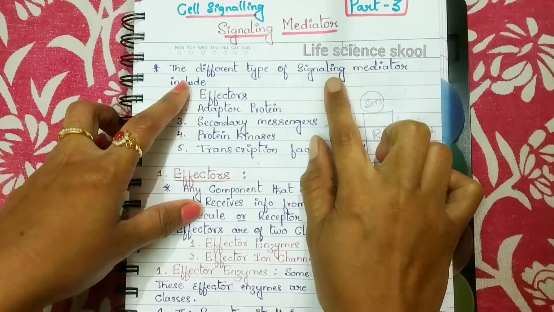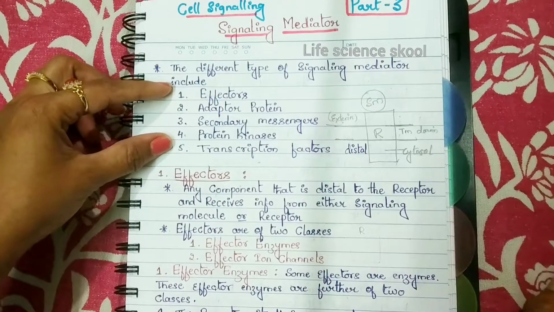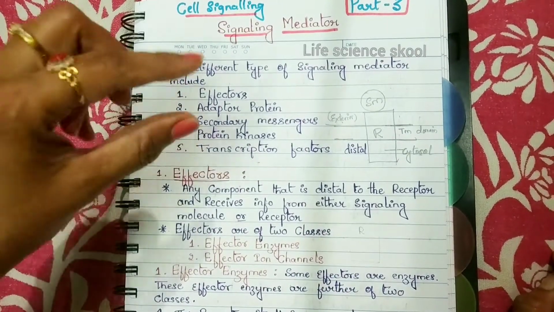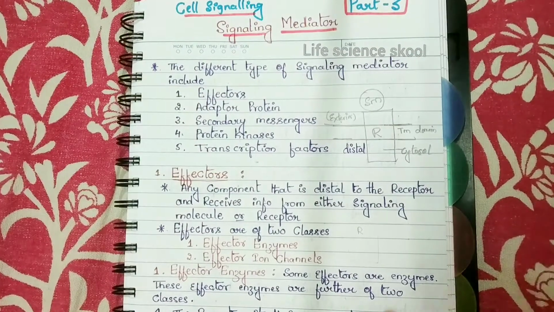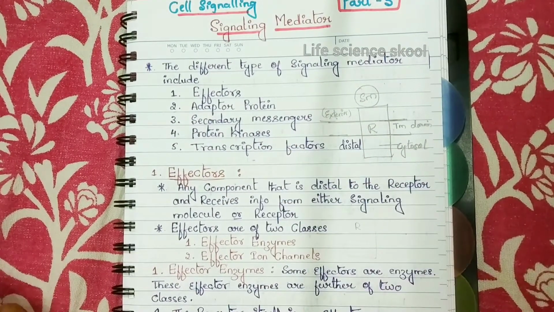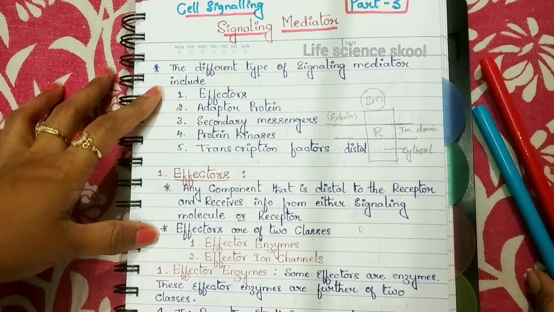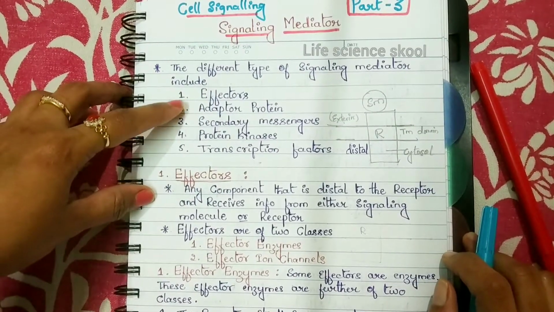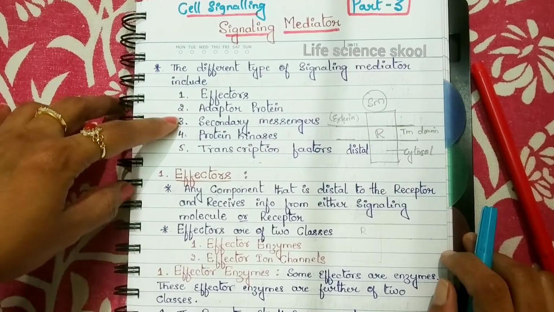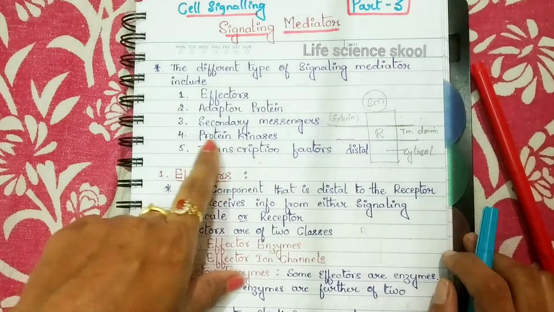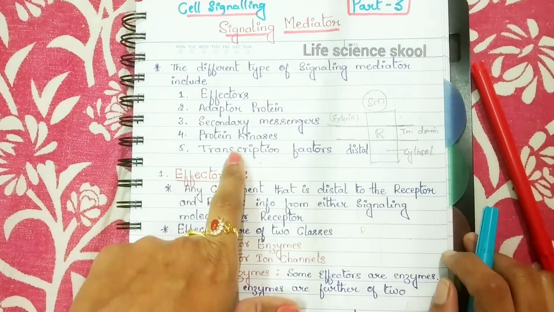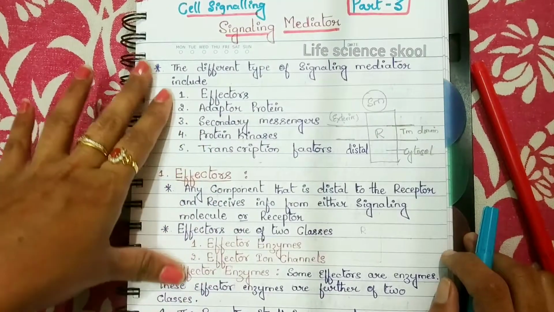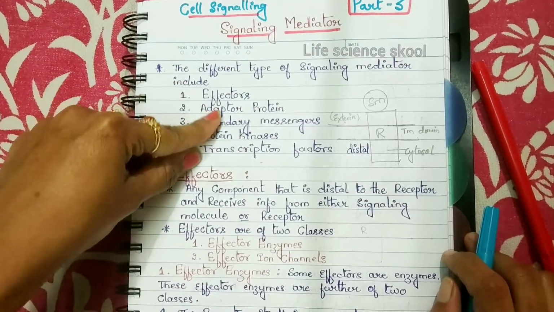The different types of signaling mediators include these five types. Keep practicing these and work on them to remember these five types of signaling mediators. The first signaling mediator is effector, the second one is adapter protein, the third one is secondary messenger, the fourth one is protein kinases, and the fifth one is transcription factors. These are the five types of signaling mediators.